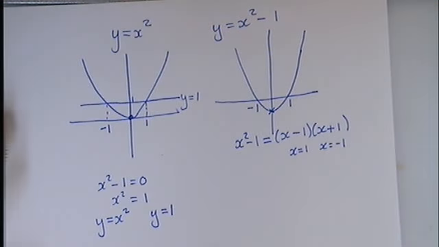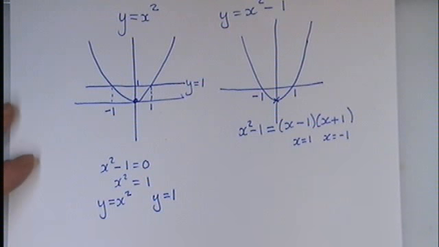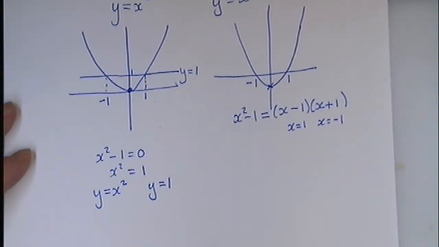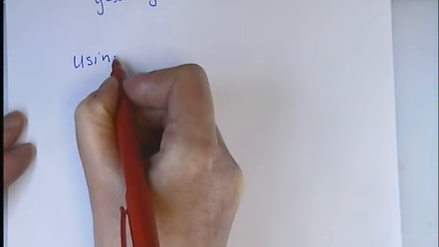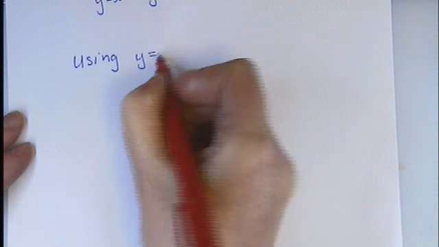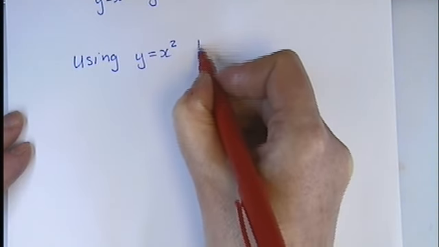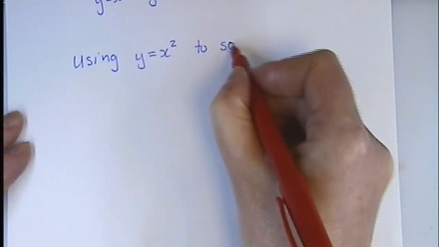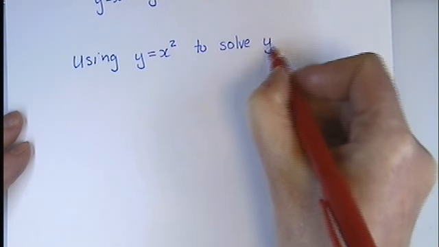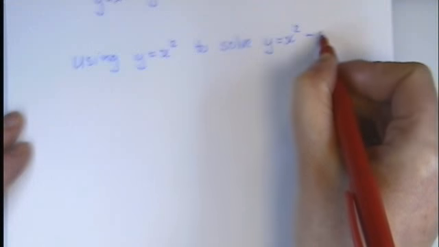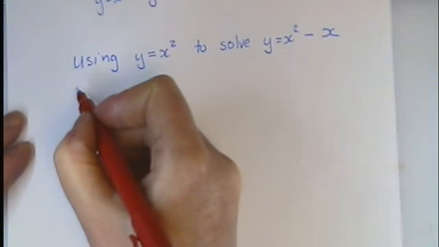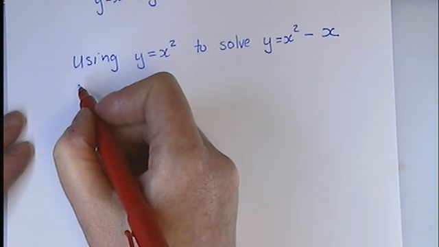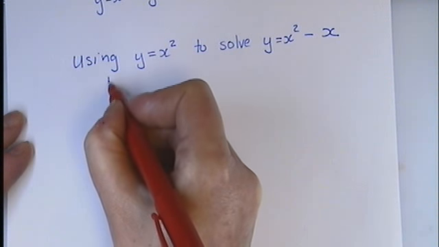I'm going to do just another example just to see if we can get that to click in a little bit more. So this time I'm going to have a look at using y equals x squared. We're going to stick with that one just now. But to solve y equals x squared minus x. And in order to do that, I'll need to draw an appropriate line. So y equals x squared.